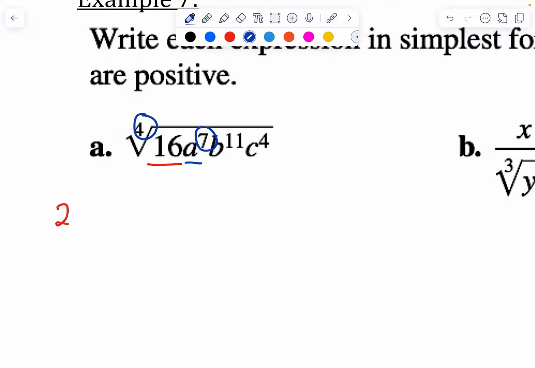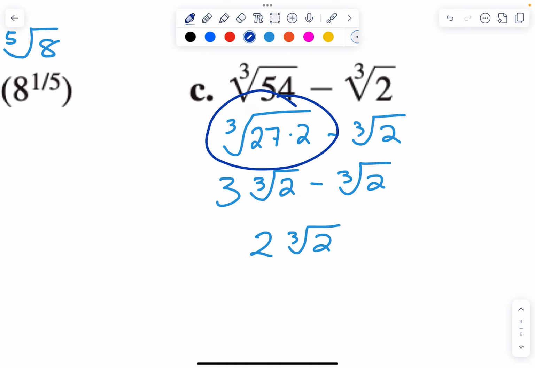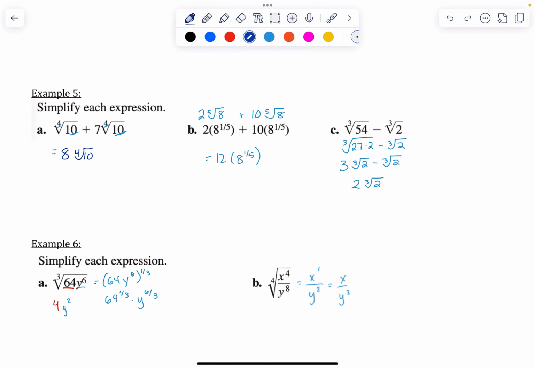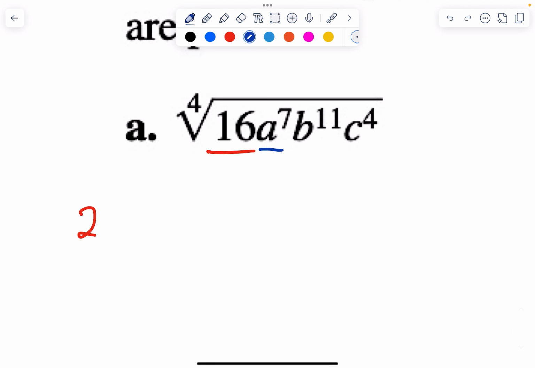I also know because 7 isn't divisible by 4. So just like we've seen in previous problems, where I could break it apart so that I get a perfect cube, I could do the same thing here. All I have to do is break it apart into something that is divisible by 4, okay? And you always want to get the biggest number possible. So what I do is I break a to the 7th into a to the 4th times a to the 3rd, because this is a perfect fourth root, or a quantity to the 4th power, okay?